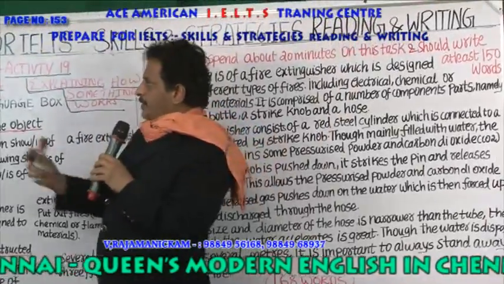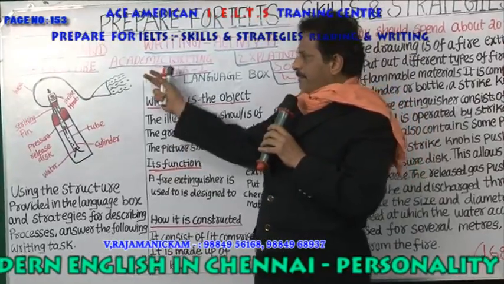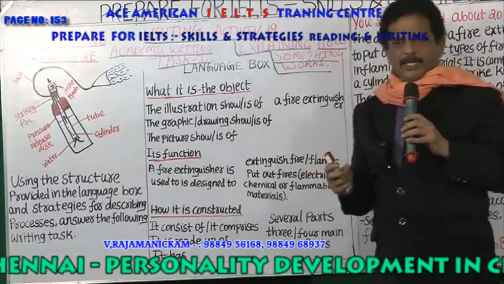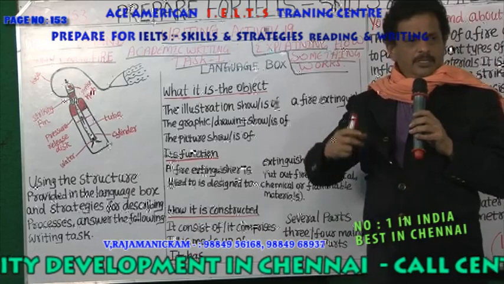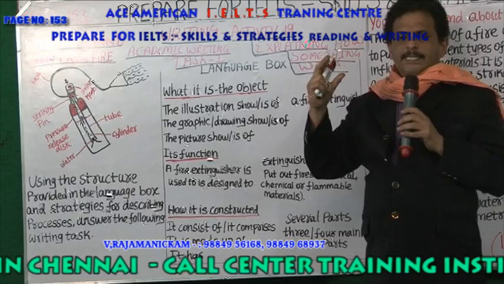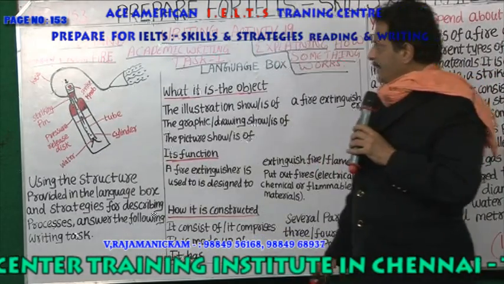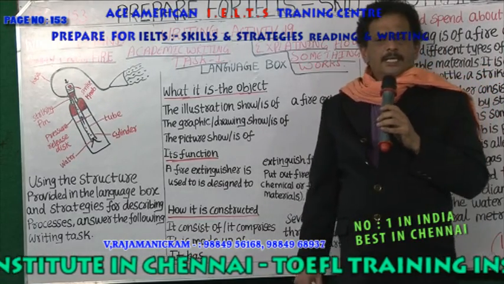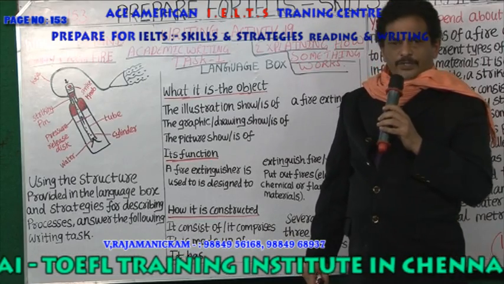So dear friends, we have come to page number 153. Take your book, page number 153, and you see there is a picture here. Usually in IELTS academic writing, you have pictures, graphs, charts, pie charts, which you have to interpret and tell what exactly it is. A picture is given like this, then you will be asked to write about the picture, the process, or describe what it is in almost 150 words.